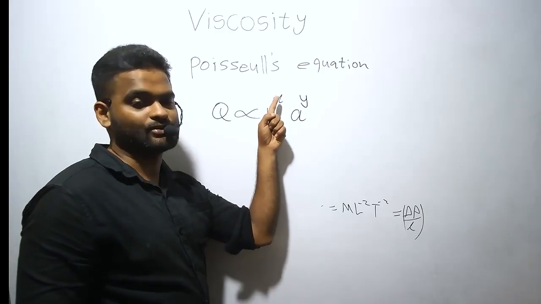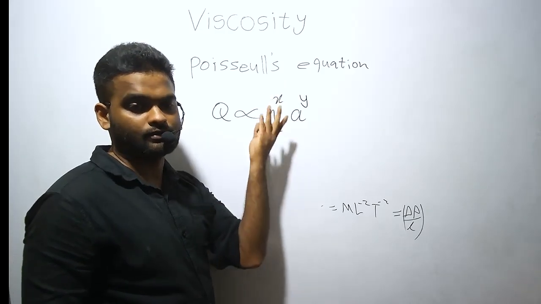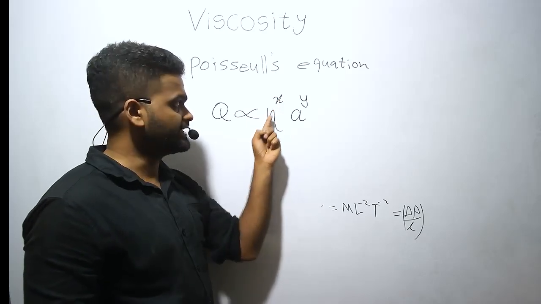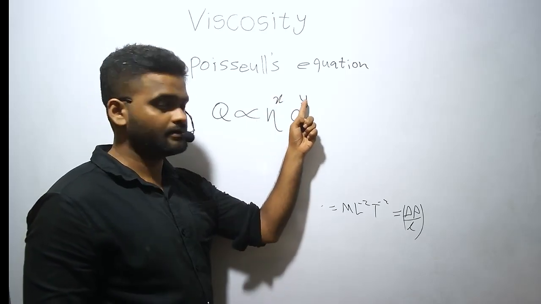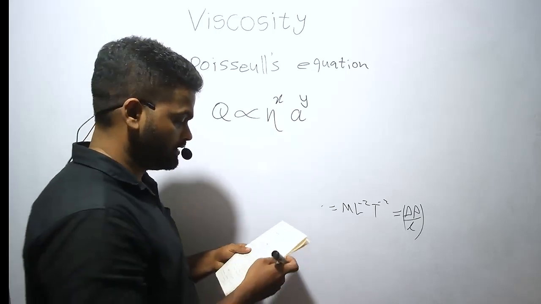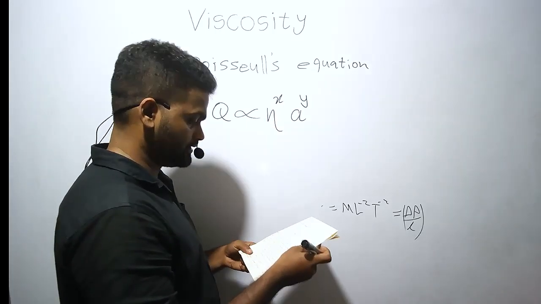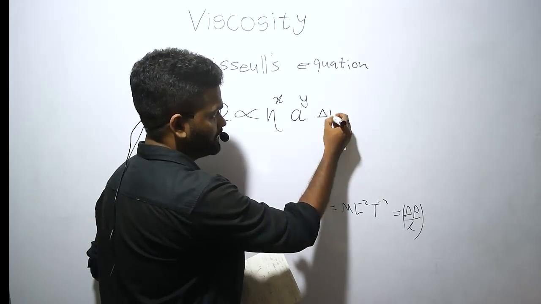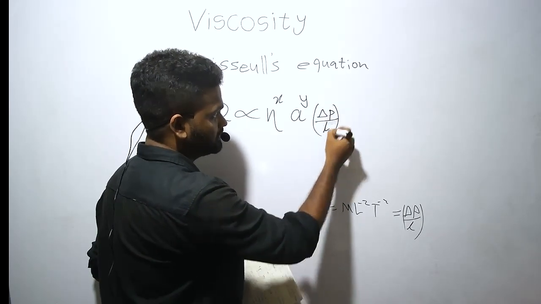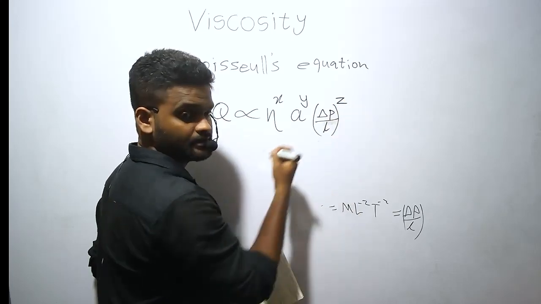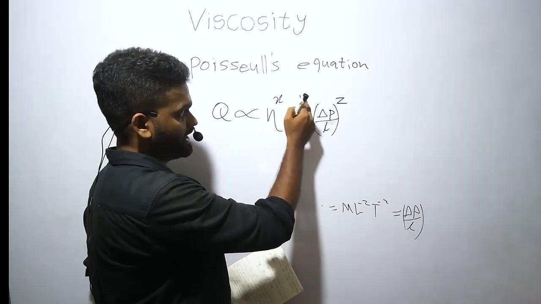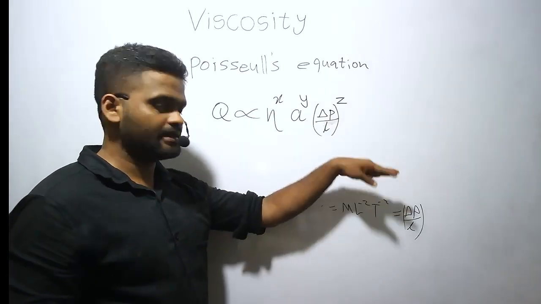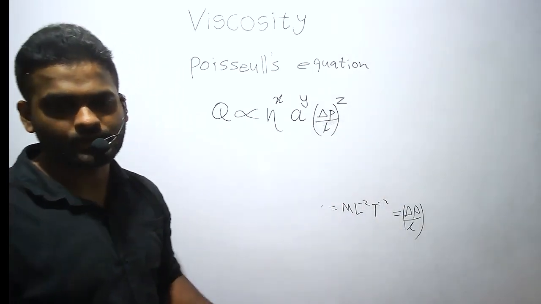We don't know whether it is squared, cubed, or to the fourth power. We don't know that, right? So we mention the power here: eta to the power x, then a to the power y. Another one, what is the other one? Pressure gradient, delta P divided by L, to the power, let's say, z. So if you find x, y, and z, that is dimensional analysis, right? You can build Poiseuille's equation.